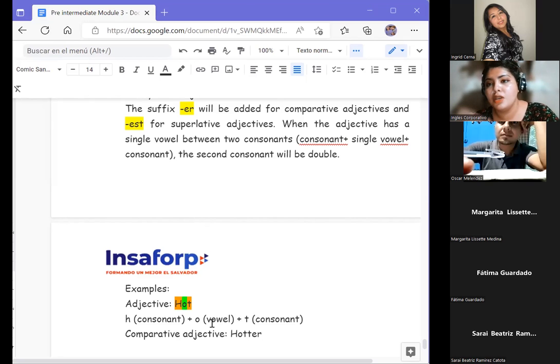We are going to see the other examples of the other categories that we have for this topic.